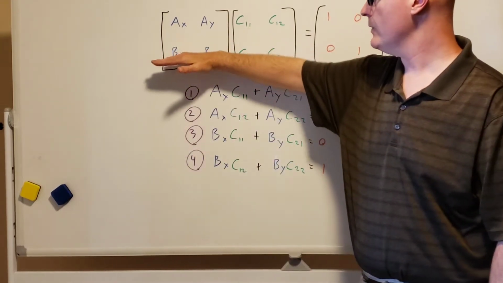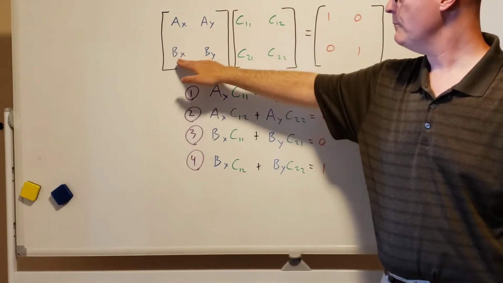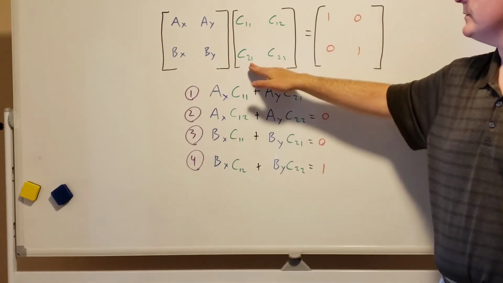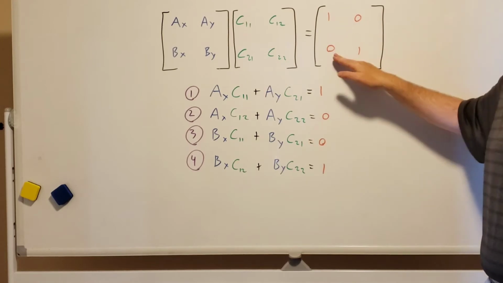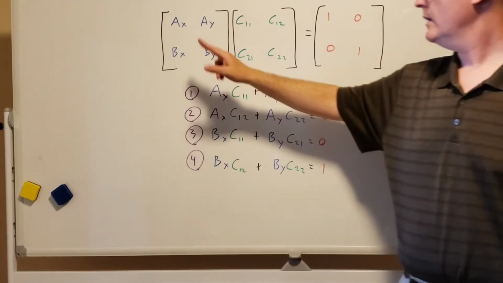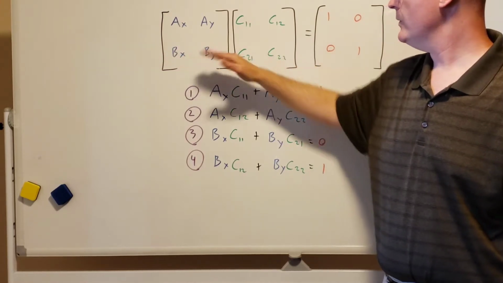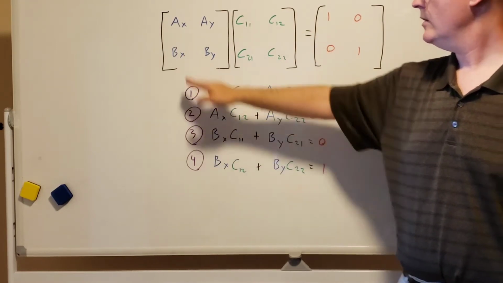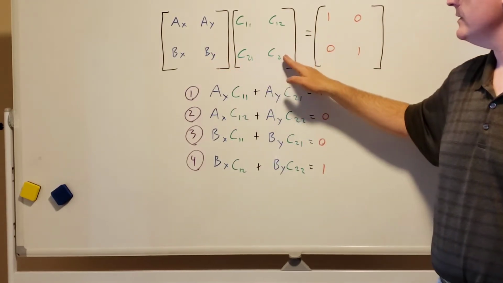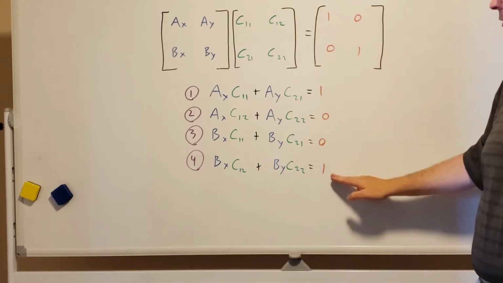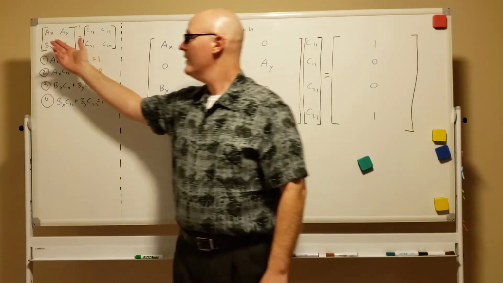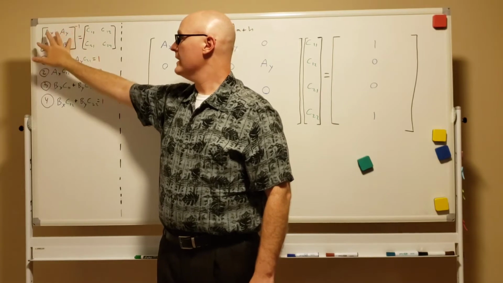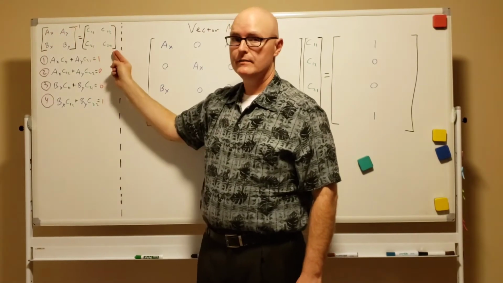The dot product of this row and this column, BX times C11 plus BY times C21 is equal to 0. Dot product of this row and this column, BX times C12 plus BY times C22 must equal 1. We have here our A-B vector matrix inverted. That's going to equal this C matrix.